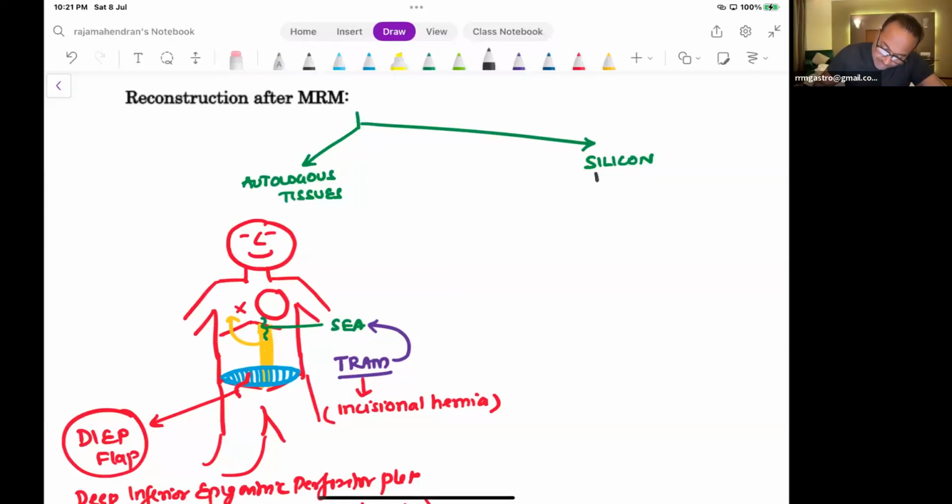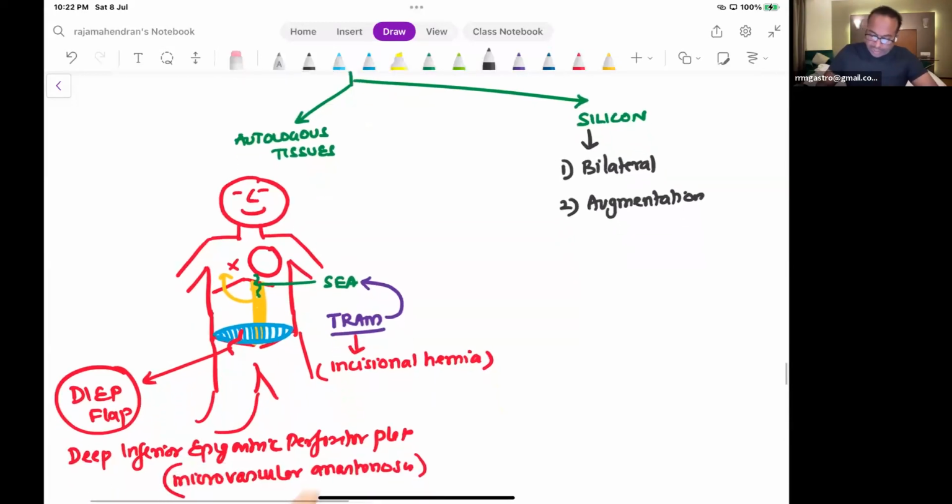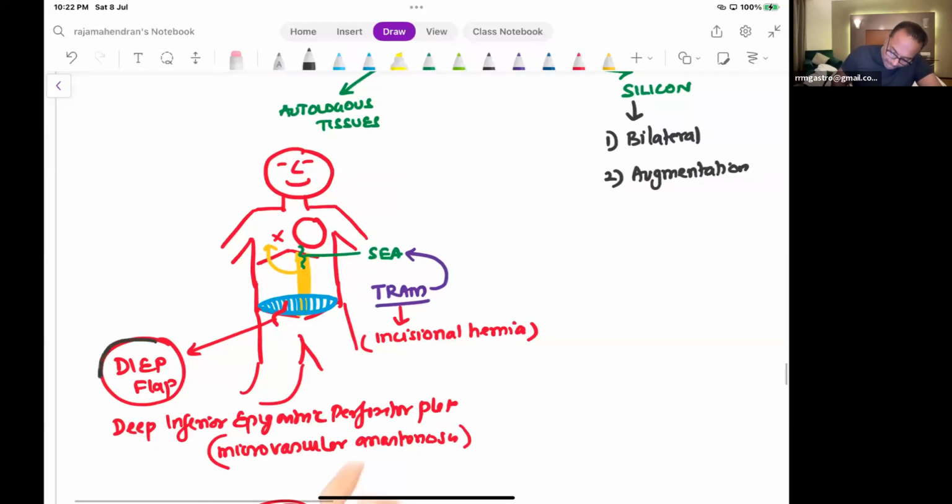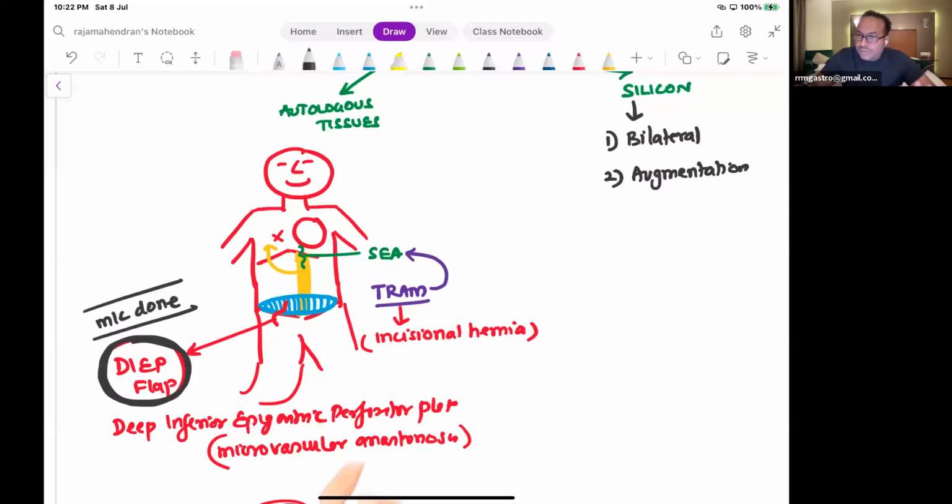Silicone implant can be done for people who want bilateral breast reconstruction, and for people who want augmentation of the breast. So for those who want augmentation and bilateral reconstruction, we will do a silicone implant. The only thing commonly done is the DIEP flap. DIEP flap is the most commonly done in all places, and there is nothing better than it so far, no such special answers. If you do good microvascular anastomosis from a bigger artery, it will definitely be useful.